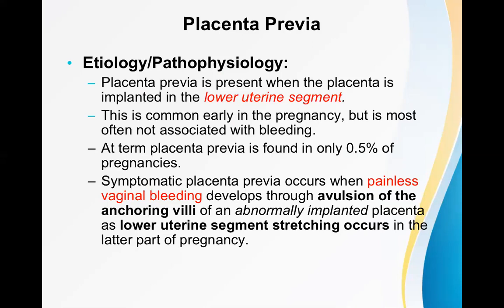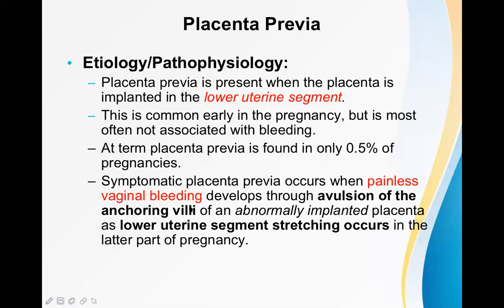bleeding may also happen. This is common early in the pregnancy, but is most often not associated with bleeding, because after the uterus gradually enlarges, even if the placenta is separated towards the lower segment, it may be pulled upwards later on. So when the mother reaches term in the later part of the pregnancy, the placenta may be present in the normal location. At term, the placenta previa is found in only 0.5% of the pregnancies. So it is not that very common.